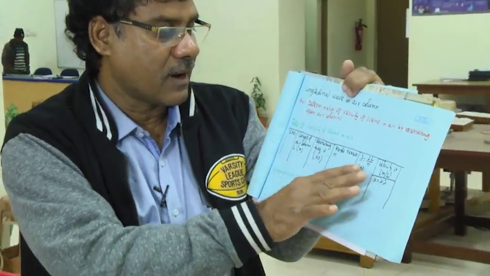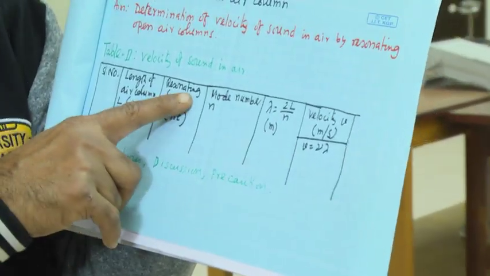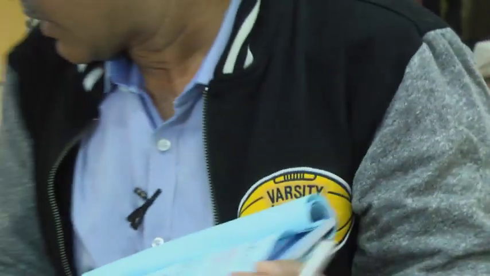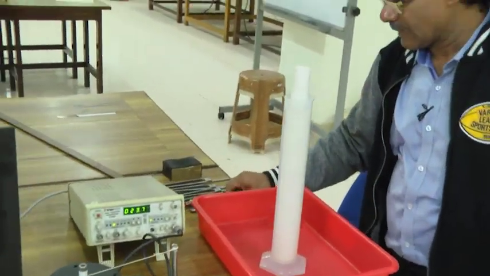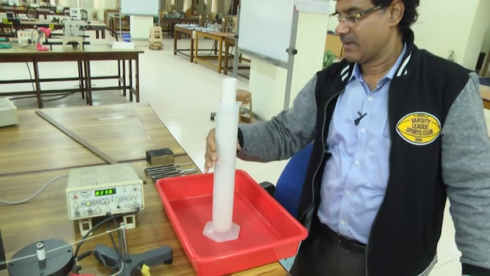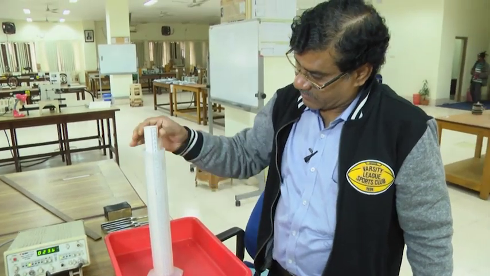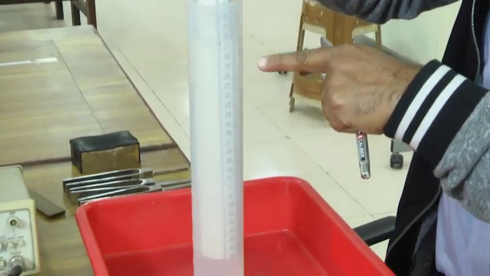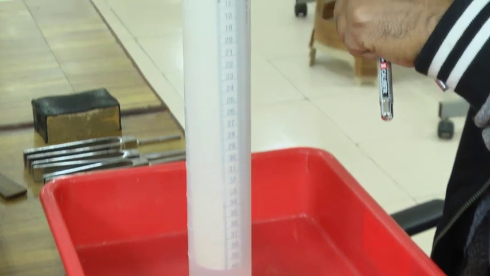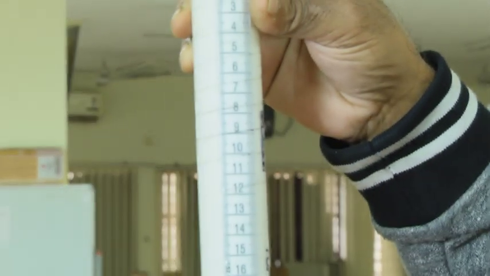So let me show you now how we will find the resonating length of the air column for different frequencies, okay? Here we have this setup. Here you see, we have water in this tube, okay? And another tube, we have, both ends open, and it has a scale.